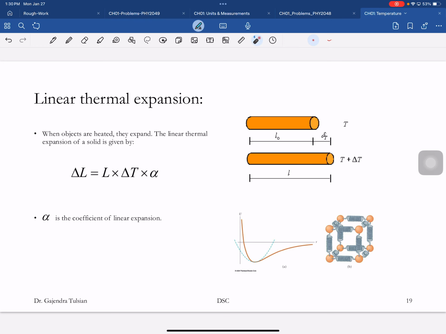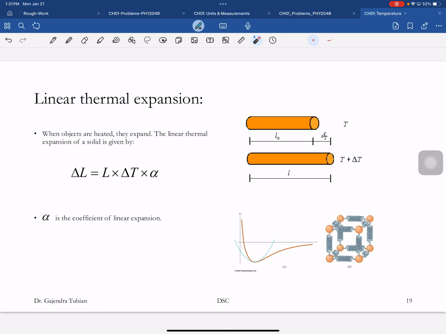All right, so here's a model of a solid. Here's a solid object, and here's a model. The atoms are at fixed locations. There are interatomic or intermolecular forces that are modeled by the spring. At any given temperature, these atoms are vibrating about their equilibrium position, and you learned that temperature is a measure of the average kinetic energy.